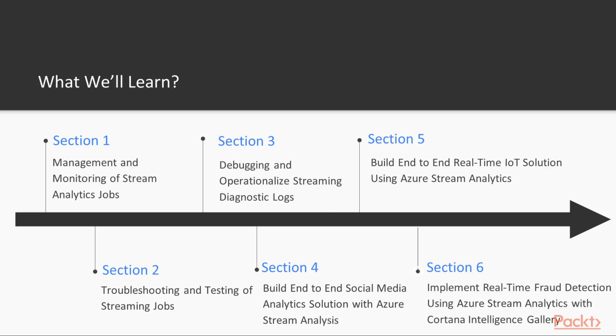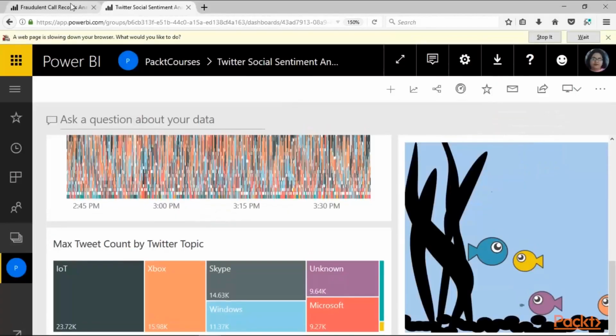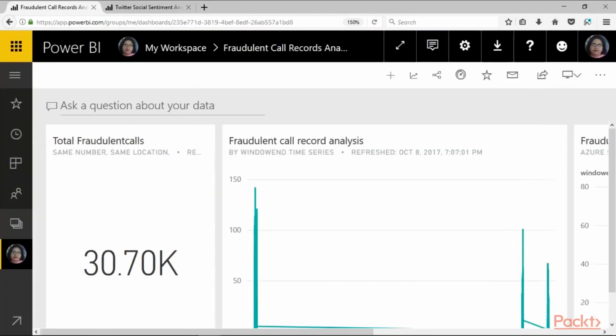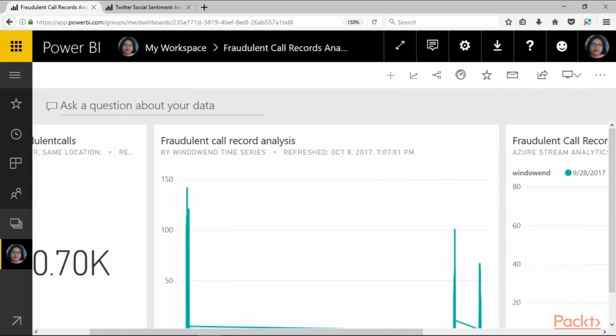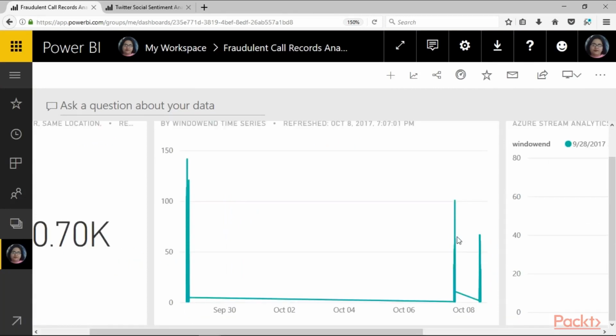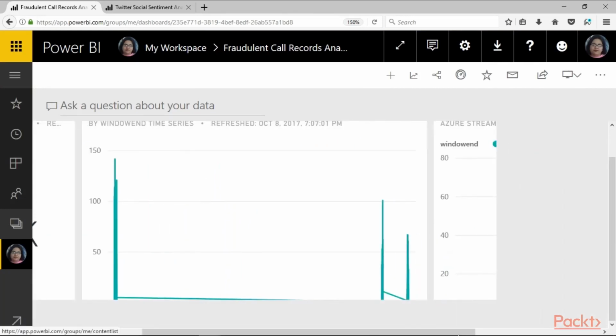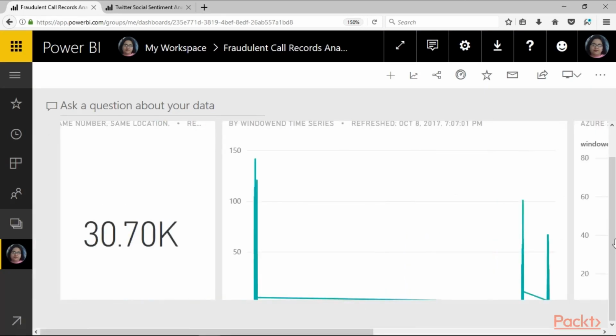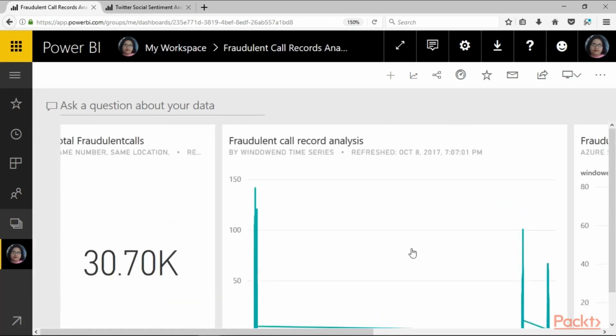Similarly, in the sixth section, we have demonstrated the third case study of this course, which is based on fraud detection analytics, where we have discussed, designed and implemented the solution architecture concepts of real-world fraud detection analytics used mainly in telecom scenarios, which is very common in terms of fraud detection for SIM card analytics.